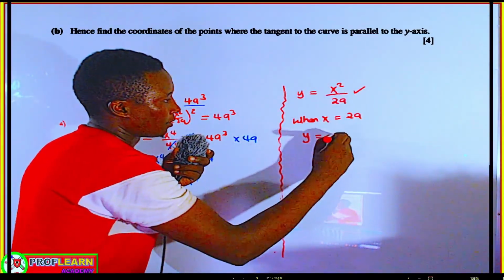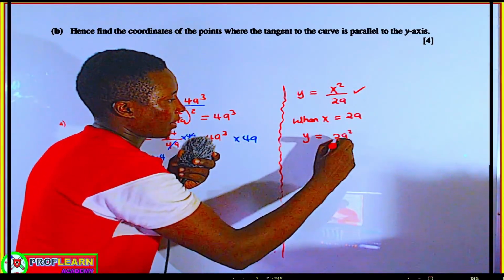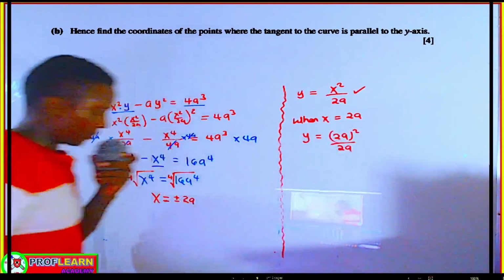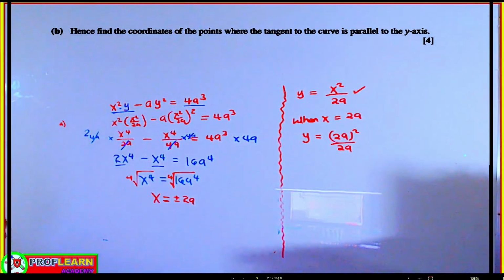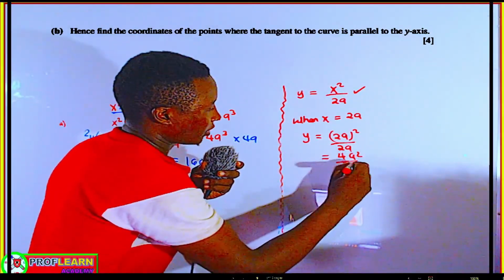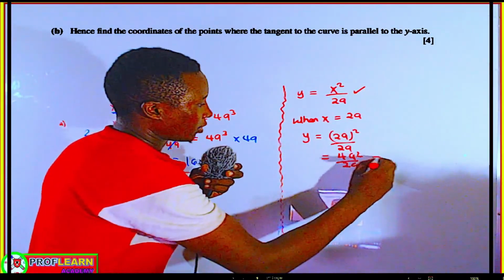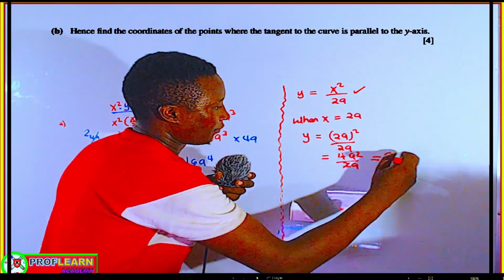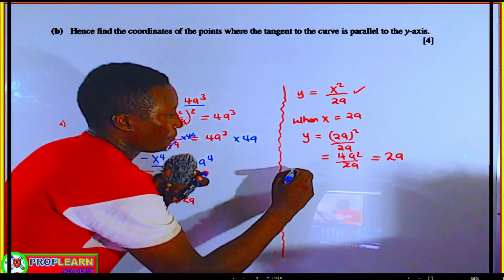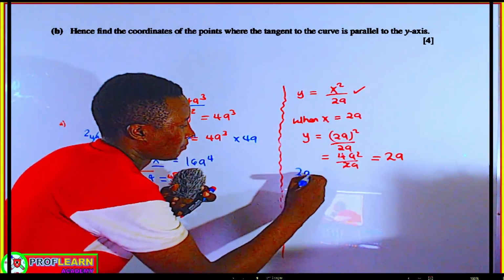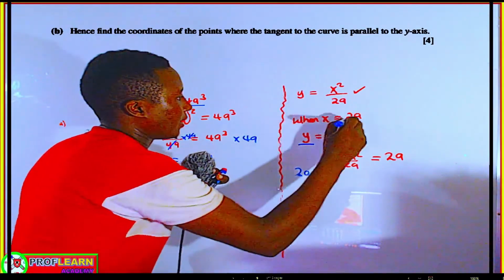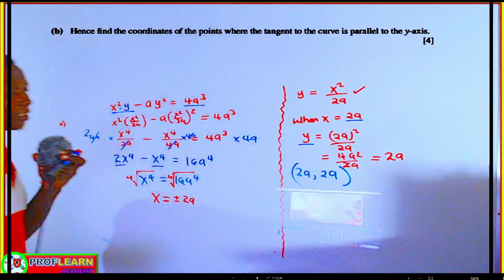It is going to be 2a squared over 2a. Yeah, 2a squared over 2a. So meaning this is going to become 4a squared over 2a, and definitely this is going to simplify, with this cancelling out, and we shall have 2a at that given point. So the point here becomes 2a comma 2a, because the value of y and the value of x are 2a.